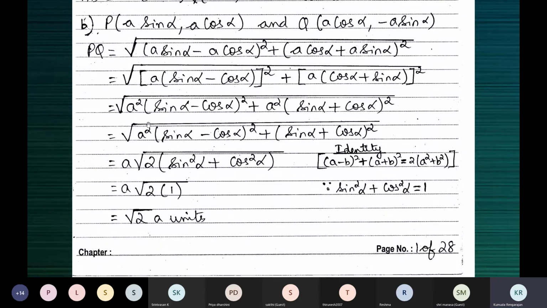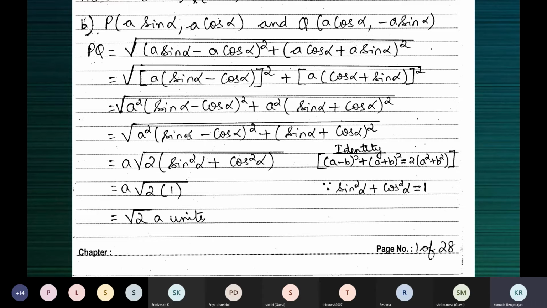Now, because it's a square, it'll come out as a. Here you cannot do that because it's connected by a plus sign. You cannot bring out a. After taking out a square common, this a square comes out as a.